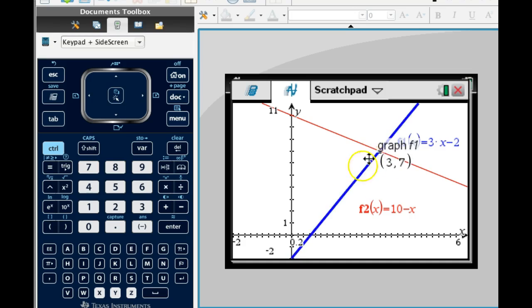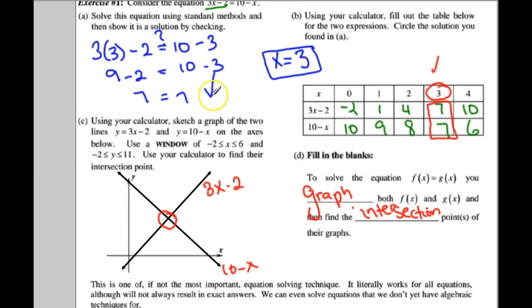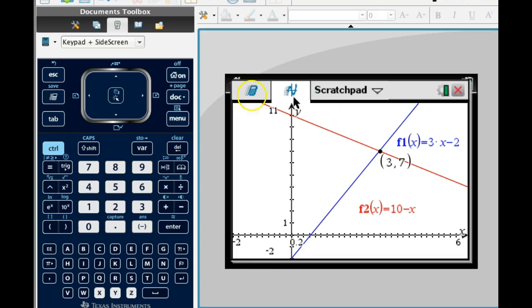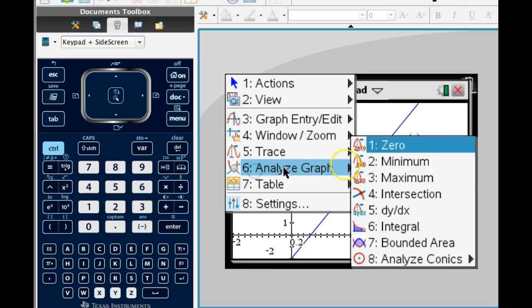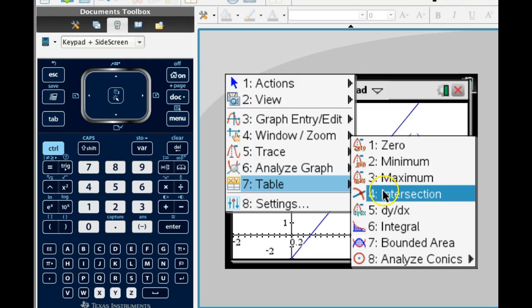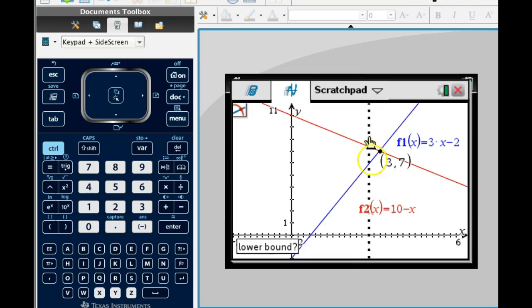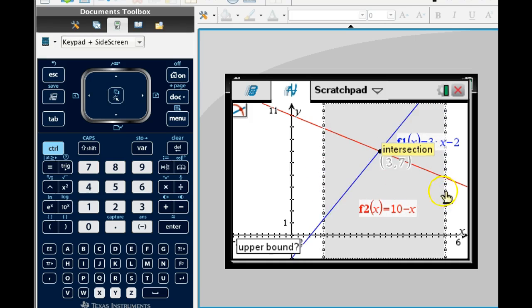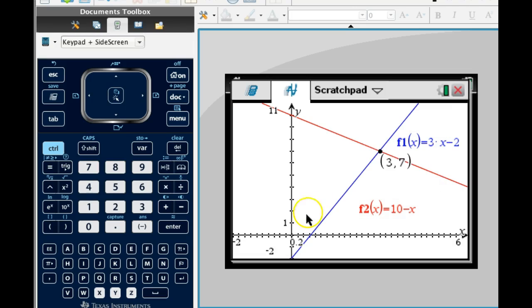And then you will see a little dot come up right here and it says 3, 7. So this is my solution right here, 3, 7, which is what we found up here. So you go to menu, analyze graph, you go for intersection. I know that the intersection is right here where it crosses. So I want to go to the left of that point, click enter, go to the right, click enter, and then I will see that intersection point.